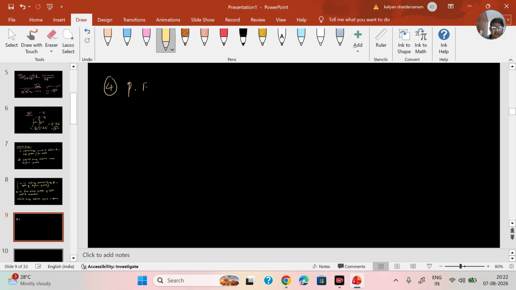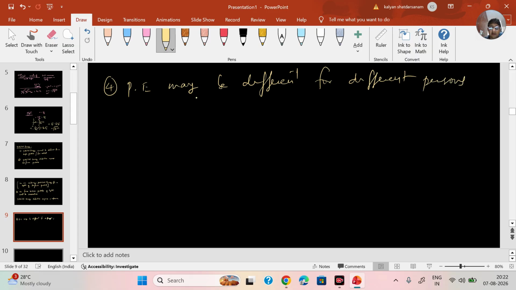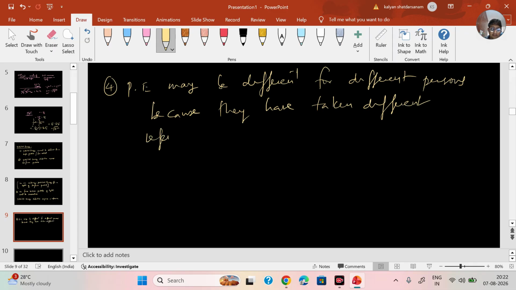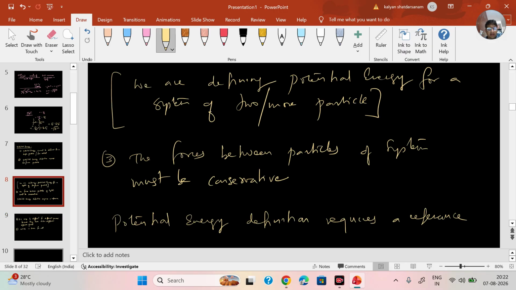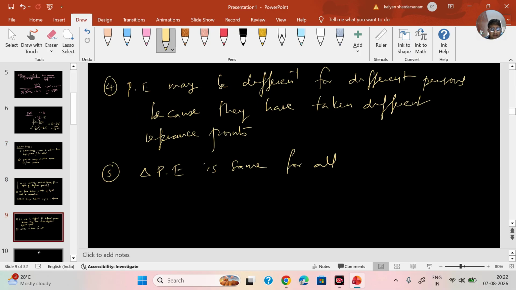So potential energy may be different for different persons because their references are different, because they have taken different reference points. Okay. However, change in potential energy is the same for all. That is absolute. What is all this? It looks very confusing. So let me right away give an example to make you understand.